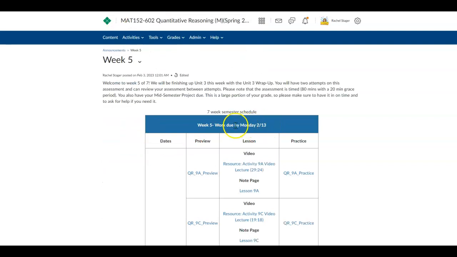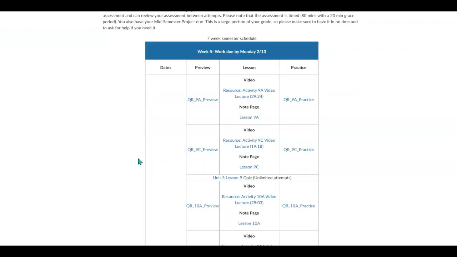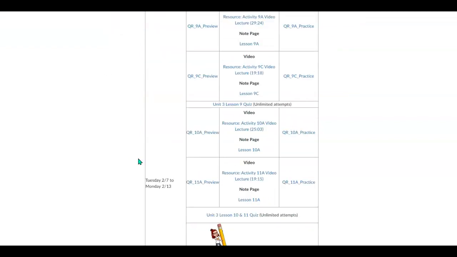So please do remember that work is due by Mondays at 11:59, so that way you have the weekends to chip away at them. You're always welcome to turn in stuff earlier than that, and I do try to keep up on those grades and get them back to you as soon as possible.